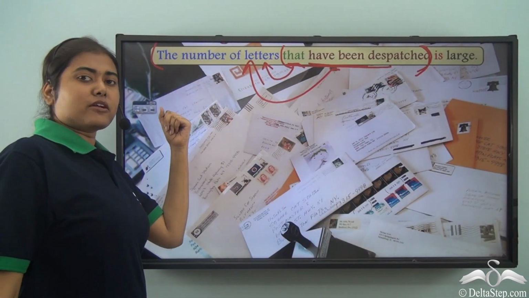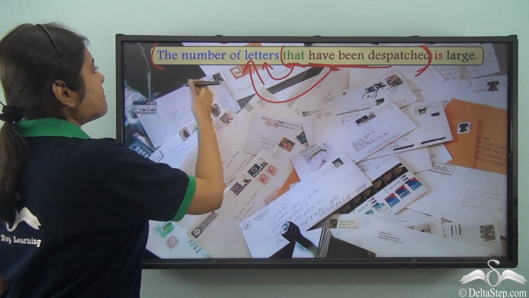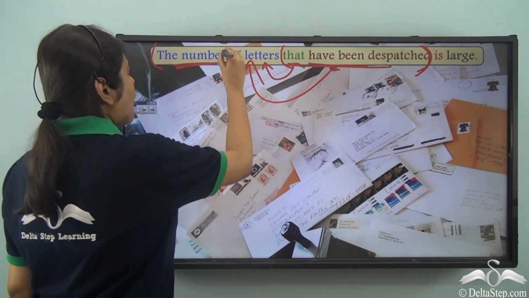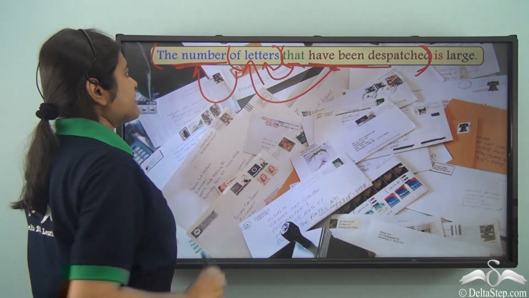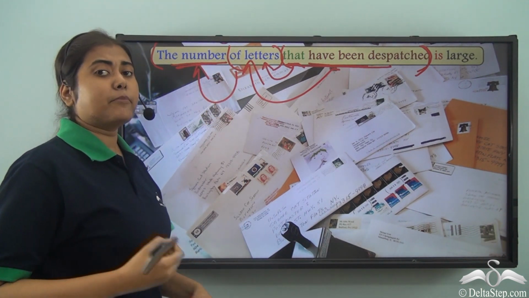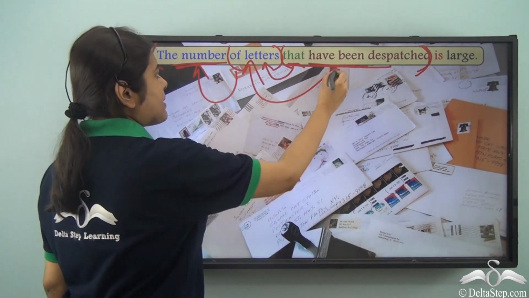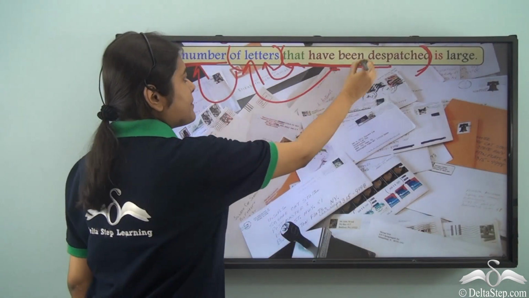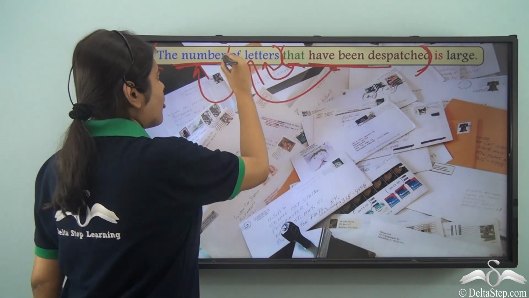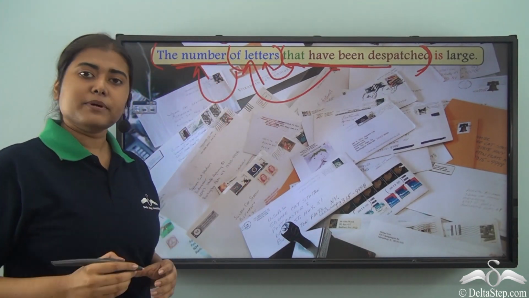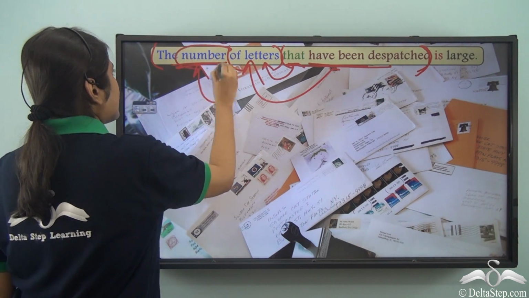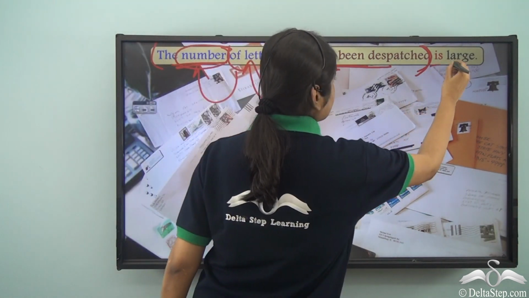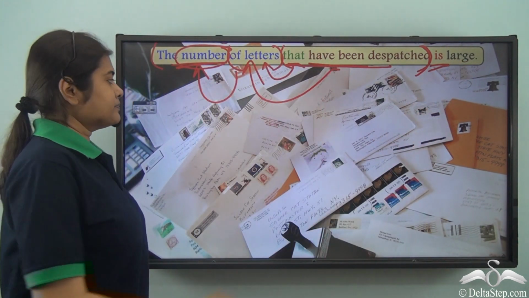Now let us look at the other part of the subject. In this case, what do we see? The number of letters. Now here, number is the noun to be considered. Of letters is describing or modifying the word number. Number of what? Of letters. And this part, that have been dispatched, is modifying letters. So what do we see? One part is describing letters and of letters is describing number. So the proper subject of this sentence is number. Now number is denoting singular noun, hence we have used a singular verb in this case.